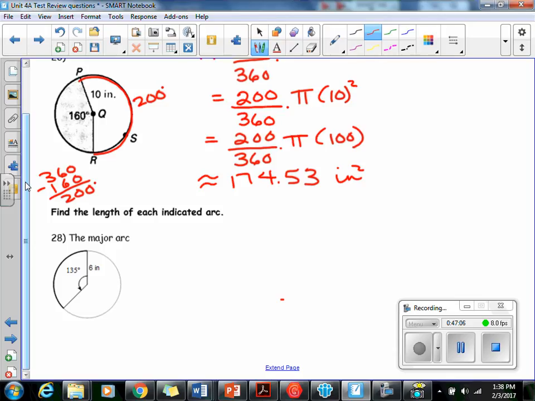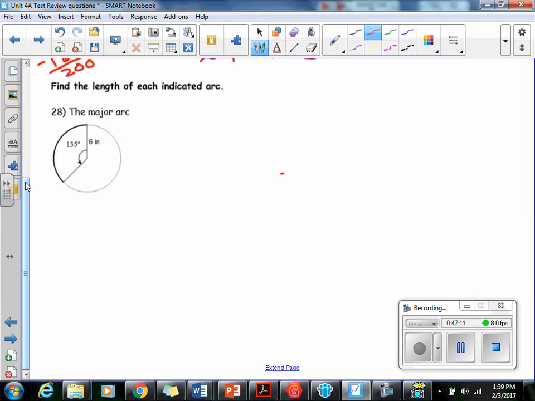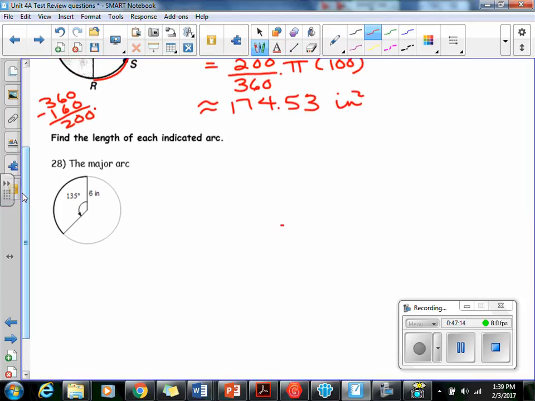Number 28 says, find the length of the major arc. So the key thing is they're asking for the length of an arc. The formula for the length of an arc will be what? M over 360 times 2 pi r. Okay, so that's your length formula. Now, the major arc is the arc that's greater than 180 degrees. Well, this one is 135, that's a minor arc. So the major arc is the one that's left, the part that's not shaded.